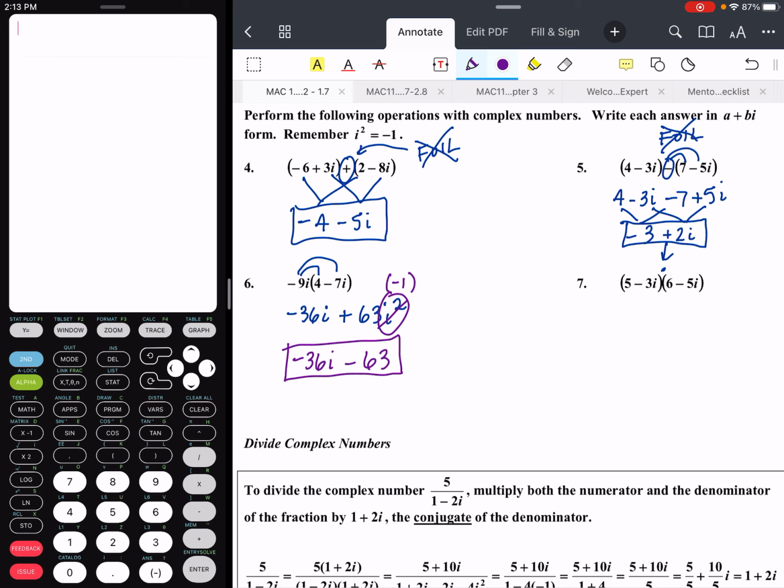If it's upsetting to you that the i is in the first term, then just switch the order. -63 minus 36i is also correct. So either one of these would be fine.